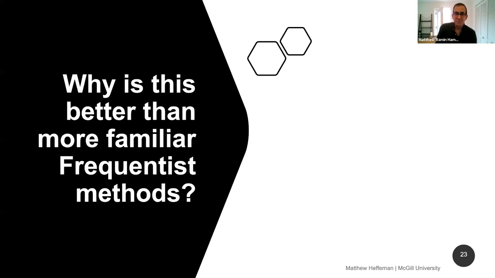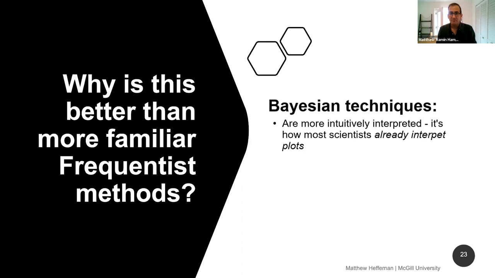So a question that always comes up when proposing Bayesian methods is, okay, we've been learning what are called frequentist methods in our coursework for the most part. Why is this actually a better set of tools to use? And so just some overview facts about Bayesian techniques. It's really more intuitively interpreted. And when you look at a plot, it's probably already how you're interpreting a result.